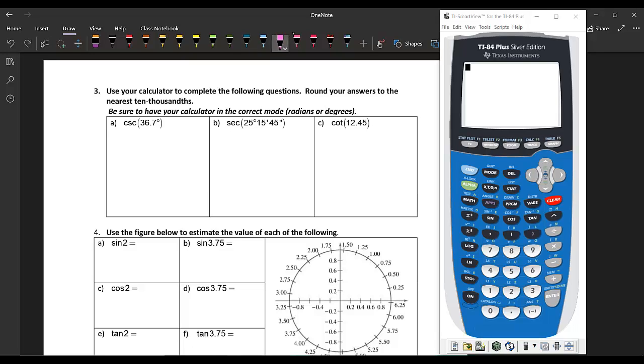You can stop the video now. So we're going to use our calculator to complete the following questions. Go ahead and get your calculator out. We're going to round our answers to the nearest ten thousandths. So when I say that place, I mean 4 decimal places out.